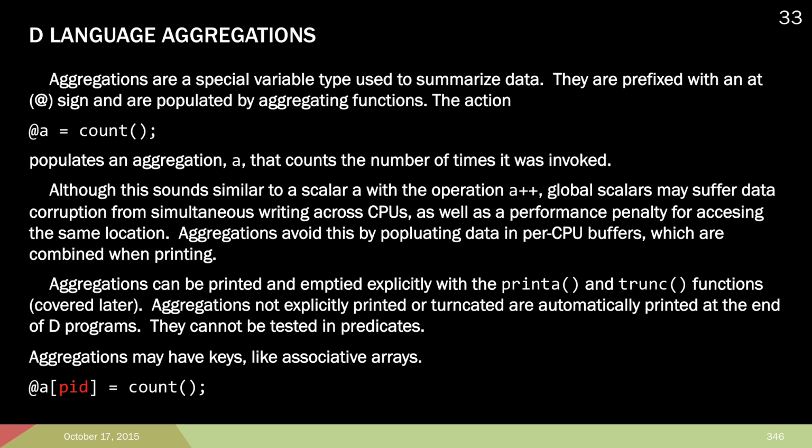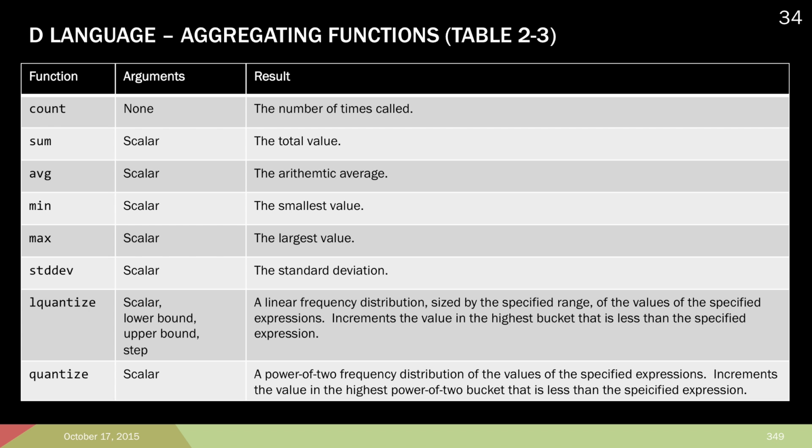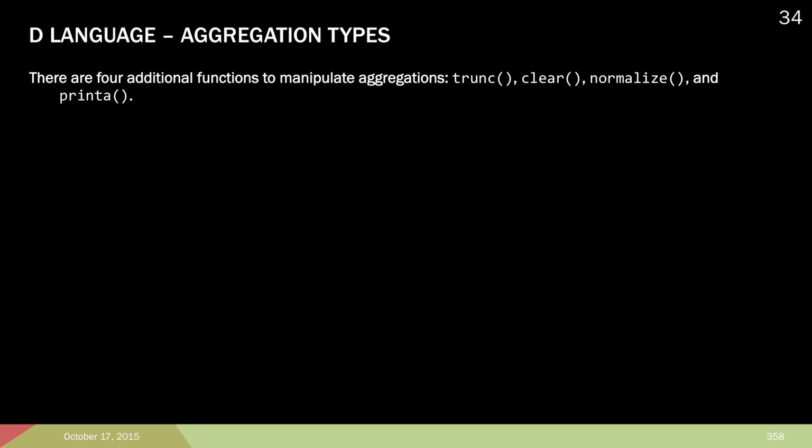Aggregations may have one or more keys like associative arrays. They can also contain certain functions or actions, like those that print kernel and user stack traces. Use these functions with aggregations. Count to get the number of times called. The others do what you'd expect. Sum for totals, average, min, max, standard deviation, lquantize, which is a linear frequency distribution, and quantize, which is a power of 2 frequency distribution, with buckets like 0, 2, 4, 8, 16, 32, 64, and so on.